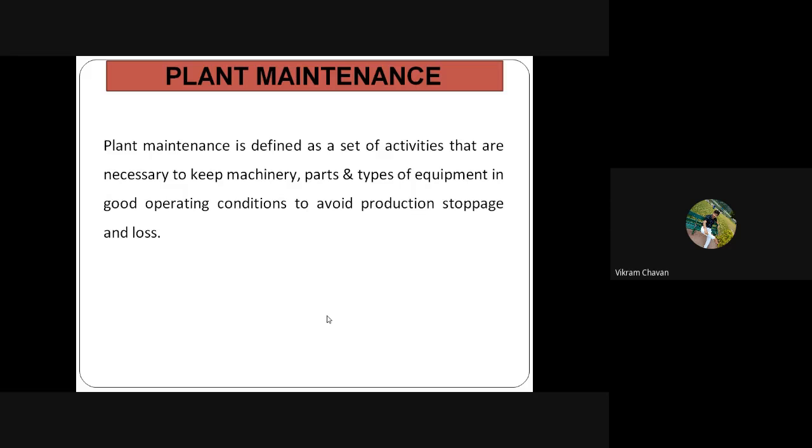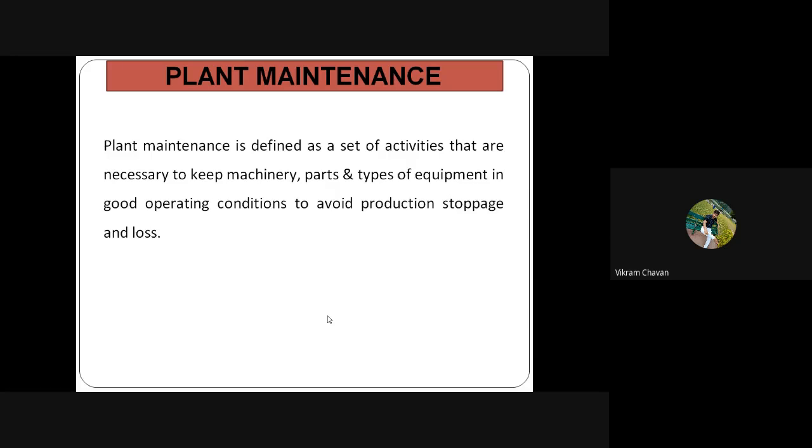Then we discussed the plant maintenance, the definition of plant maintenance. What is meant specifically by plant maintenance we can consider for any industry or any corporate sector. It is all the set of activities which are necessary to keep machineries, parts, and types of equipment in good operating condition to avoid production stoppage and loss. The production stoppage will happen after a breakdown, so there will be a loss of production time.